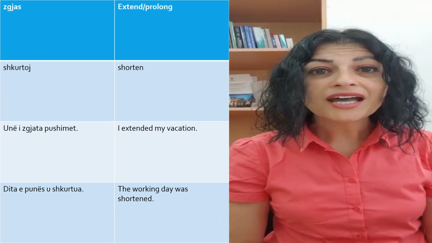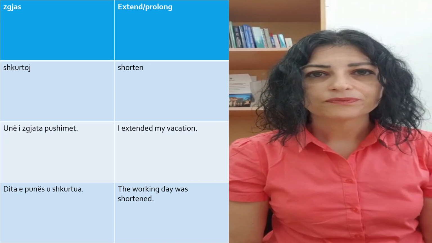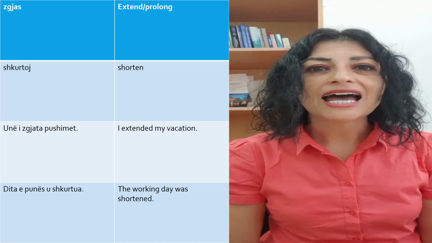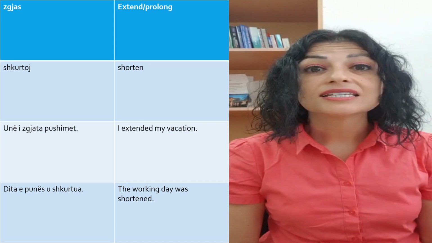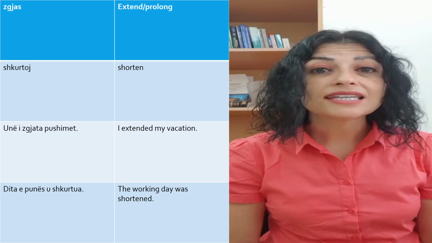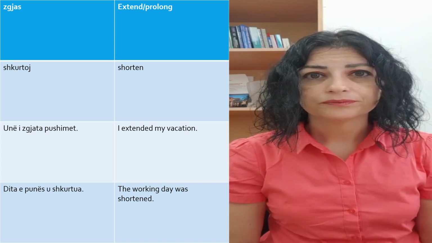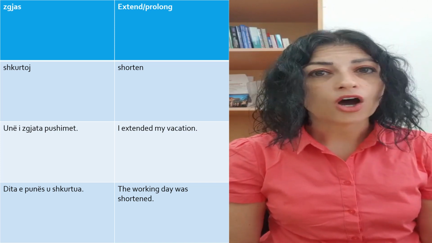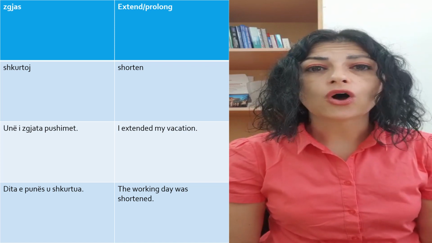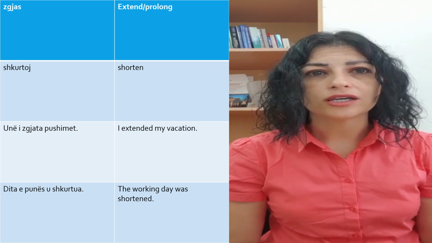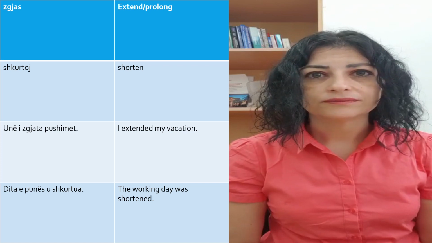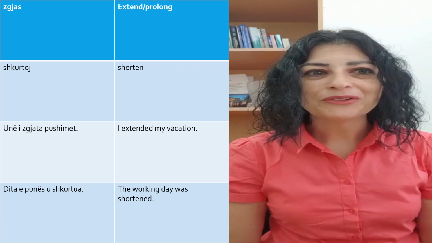Let's see other two verbs. Here we have other two verbs. The first one is zgjas, to extend, to prolong. And the second one, the opposite, is shkurtoj, to shorten. Let's see an example.